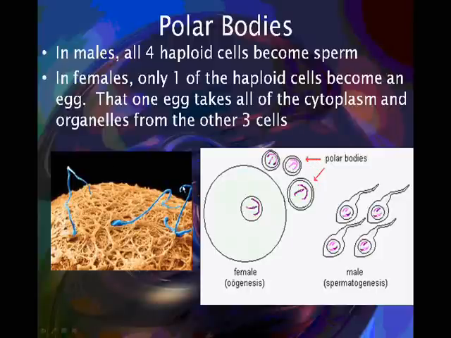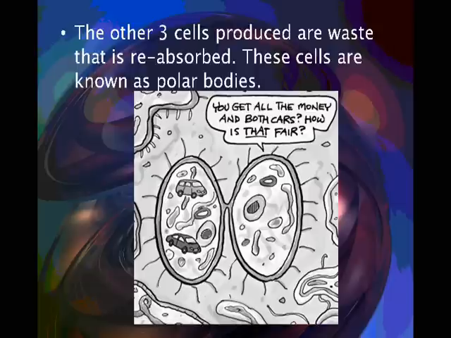As you can see in this actual photograph here, the blue are the sperm, the yellow is the egg. You can see the size difference. It's a big, big difference between the size of the sperm and the size of the egg. So that one egg that is created takes up a lot of cytoplasm and all of the organelles. So there's just not anything left over for the other things. Those are polar bodies. They're just reabsorbed back into the system, and they're not used. So those other cells are just reabsorbed. They're waste. They aren't used for reproduction, and we call them polar bodies.